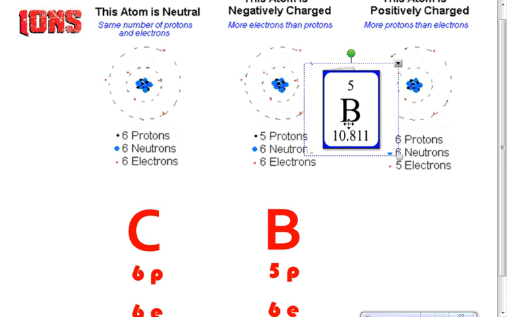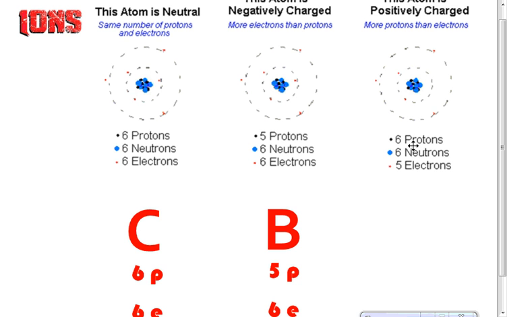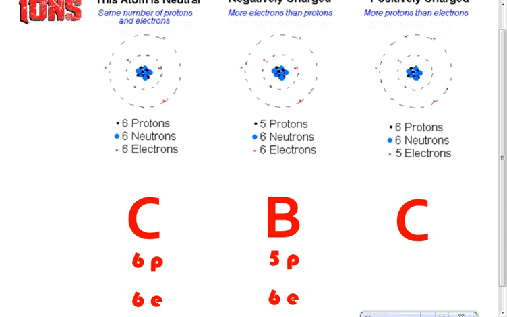All right, so then, taking a look at the final one, I have 6 protons, 6 neutrons, and 6 electrons. So what element is that? That's going to be carbon again. Okay, and I will type that in as well. 6 protons and 6 electrons. So just put that underneath.